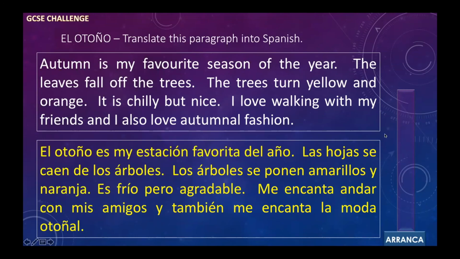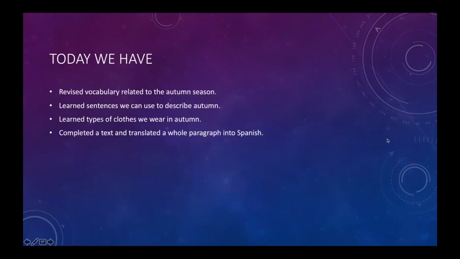So I hope you got that correct. Now, today we have revised vocabulary related to the autumn season. We learned sentences we can use to describe autumn, and we learned types of clothes we wear in autumn. We completed the text and translated a whole paragraph into Spanish. Well, I hope today has been a really good day for you. You have learned lots of things in Spanish and how to describe the autumn.